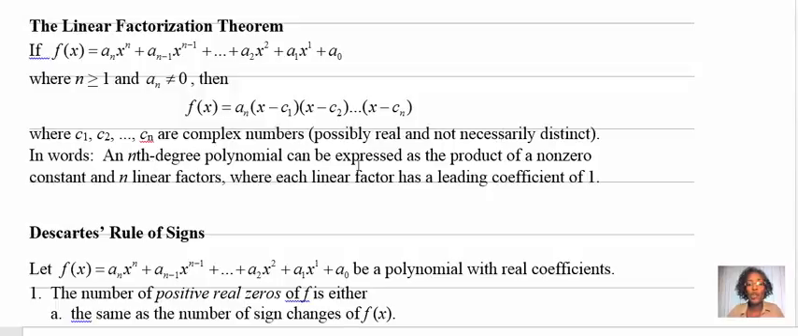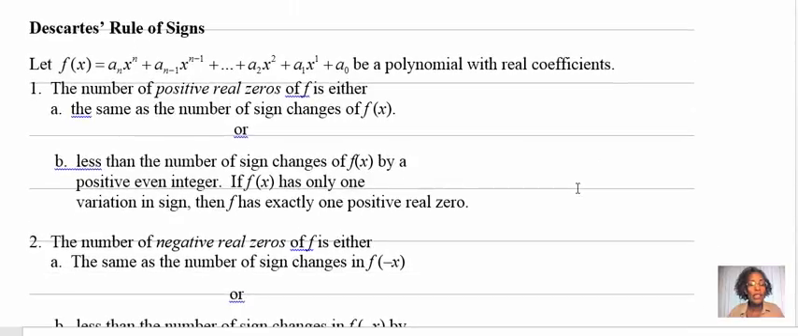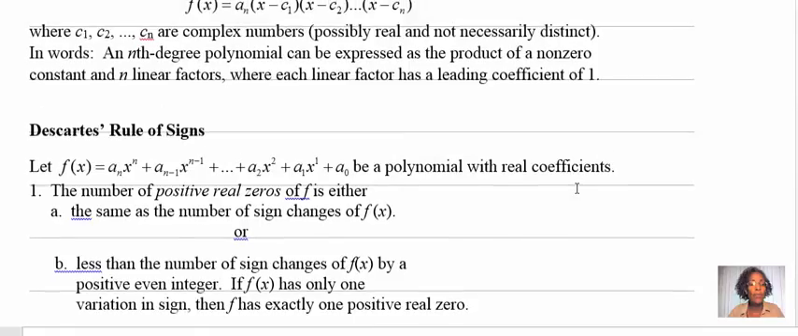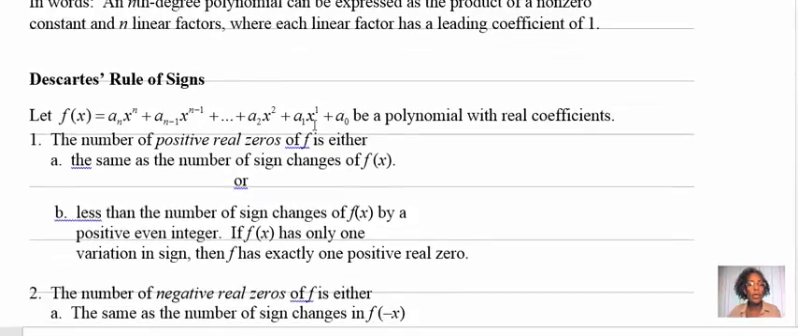So an nth degree polynomial can be expressed as the product of a non-zero constant and n linear factors, where each linear factor has a leading coefficient of 1. So we'll look at how to use that theorem as well. So this is a really important theorem. All of these theorems are important. The linear factorization theorem is extremely powerful in solving and rewriting polynomial functions.